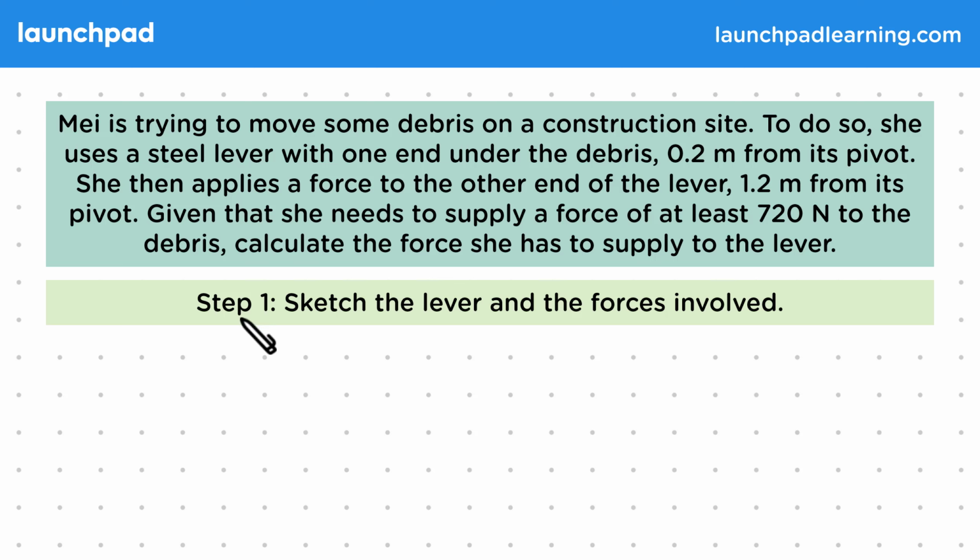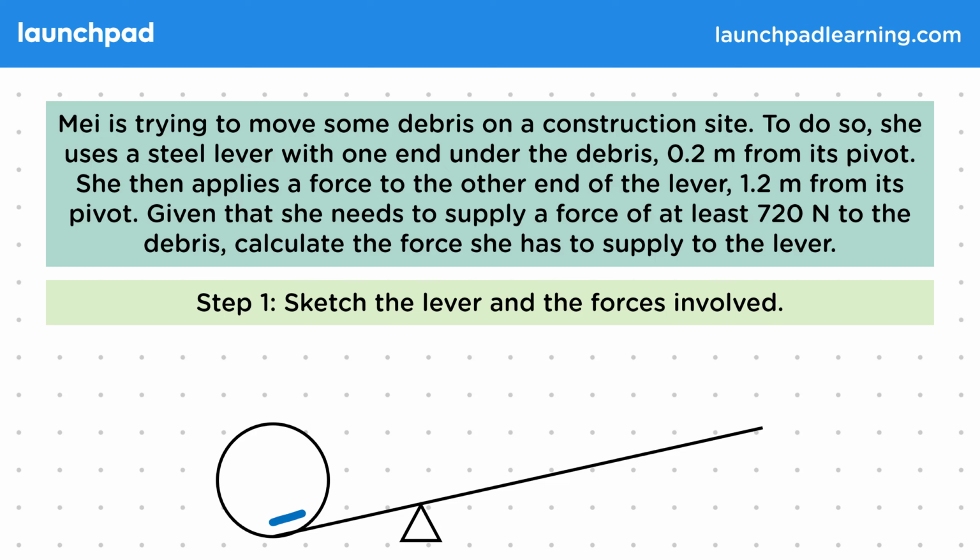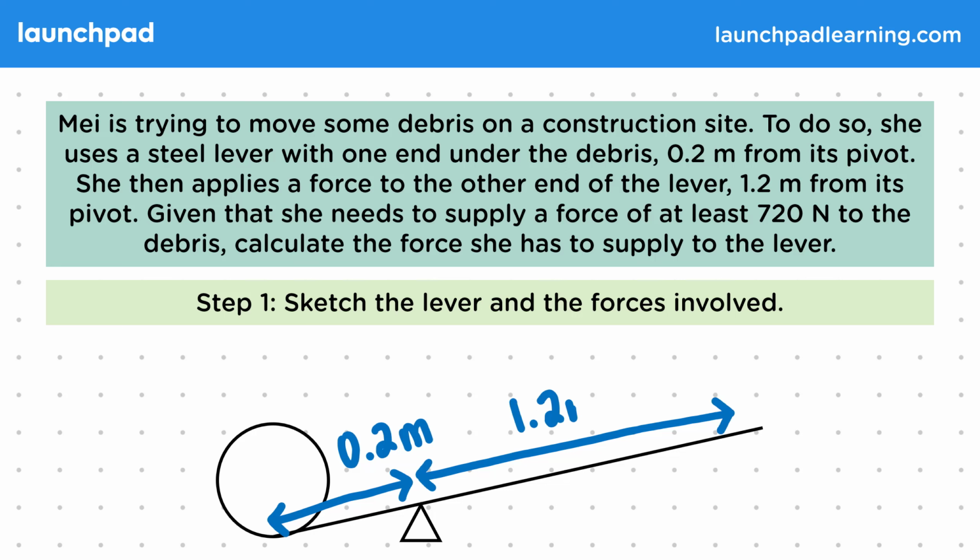So for step 1, let's sketch the lever and the forces involved. So the distance from the pivot to the debris is 0.2 meters. And then there is 1.2 meters from the pivot to the other end of the lever, where the force is supplied. The force required to move the debris at the other end is 720 newtons.